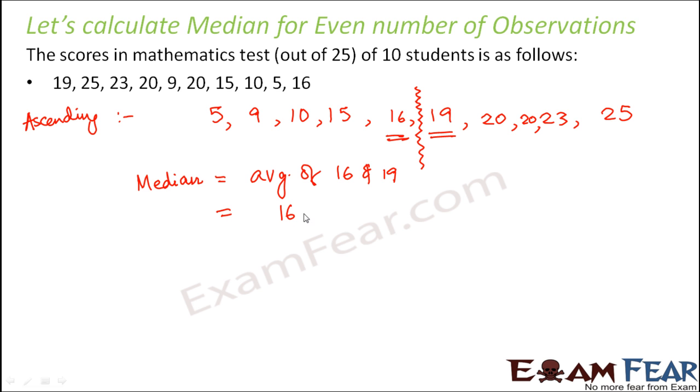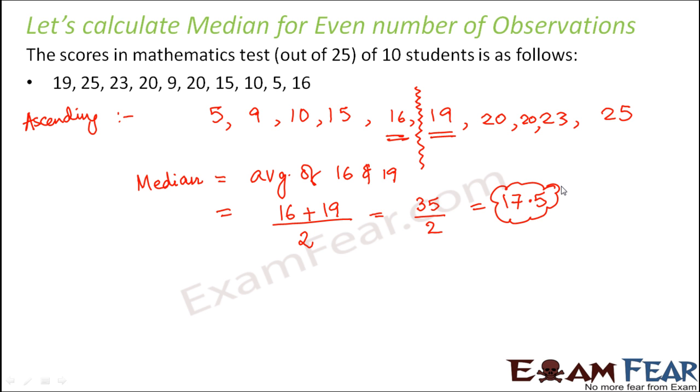So how will you calculate it? The sum of these two, 16 plus 19, divided by 2, because we are dealing with two numbers. So 16 plus 19 is 35, divided by 2, which is equal to 17.5. So 17.5 will be the median of this set of data.